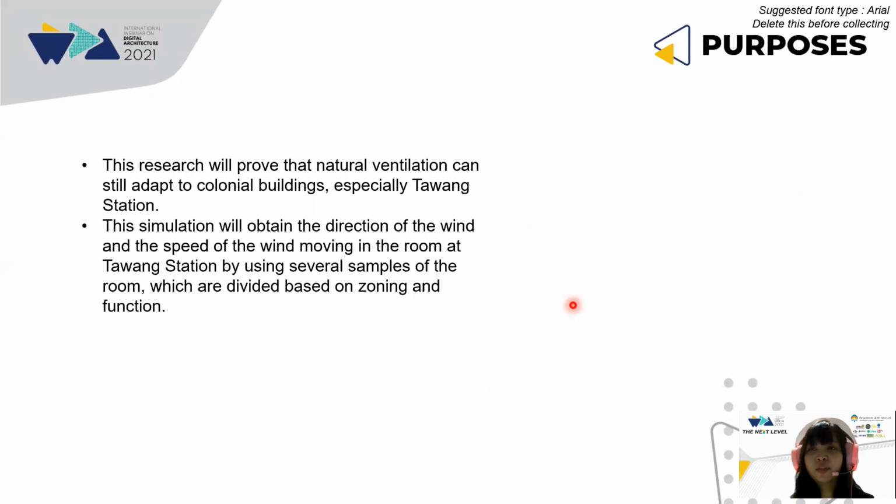The purpose of this study is to prove that natural ventilation can still adapt to colonial buildings, especially Tawang Station. The simulation will obtain the direction and the speed of the wind moving in the rooms at Tawang Station by using several room samples, which are divided based on zoning and function.